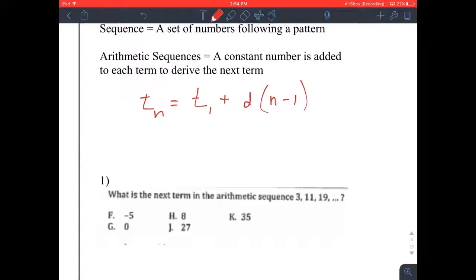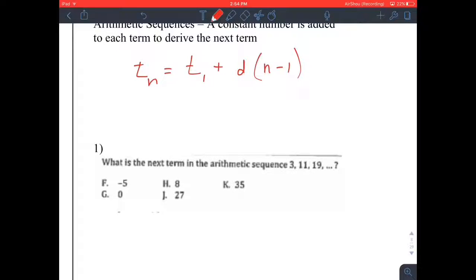Now, I'll show you what that means with some examples, because that probably is a little abstract for you. Number 1, what's the next term in this sequence? 3, 11, 19. Well, since it's an arithmetic sequence, we're adding the same number each time. From 3 to 11, we add 8. From 11 to 19, we add 8. So if we add 8 to 19, we're going to get 27.